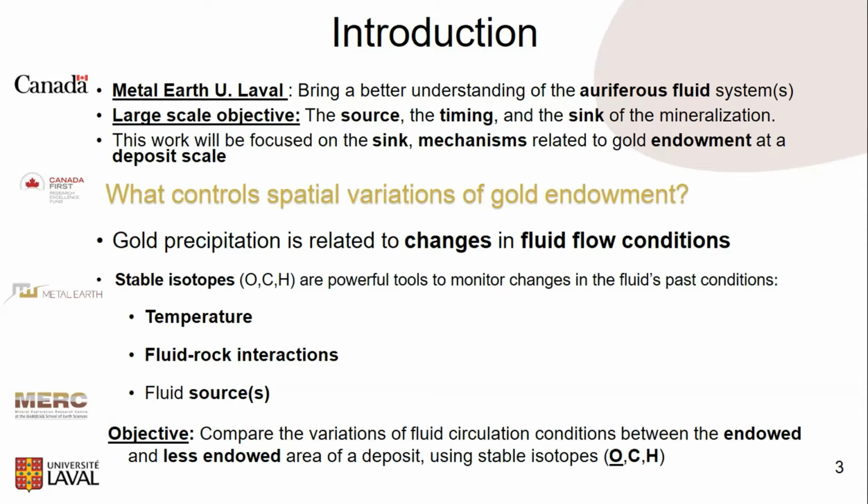But what controls spatial variations of gold endowment? From the literature, we know that gold is precipitated generally due to changes in fluid flow conditions. And stable isotopes such as oxygen, carbon, and hydrogen are powerful tools to monitor changes in the fluid's past conditions, such as temperature, fluid-rock interactions, or even fluid sources. So the objective of my work was to compare the variations of fluid circulation conditions between the endowed and less endowed areas of a deposit using stable isotopes.